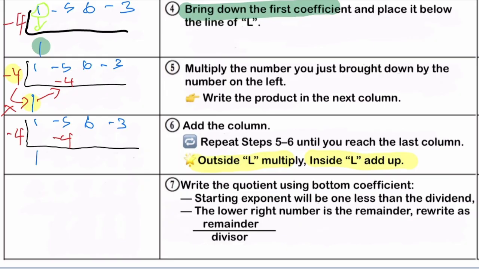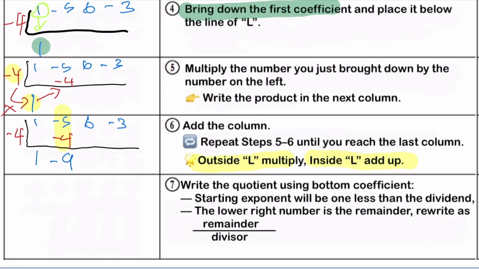So now we add up. What does that mean? Well, you're going to add up this column here. You're going to say, okay, what is -5 plus -4, which is the same thing as saying -5 minus 4? That will give you -9.